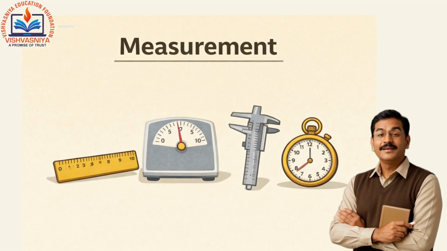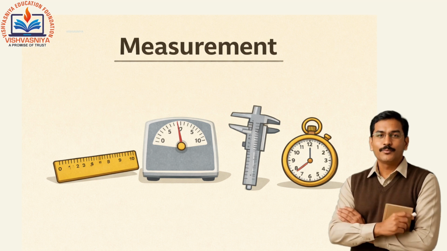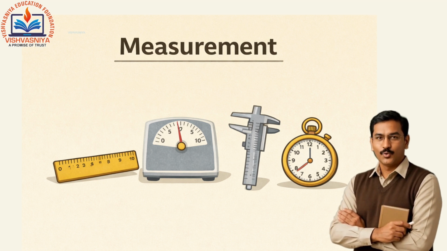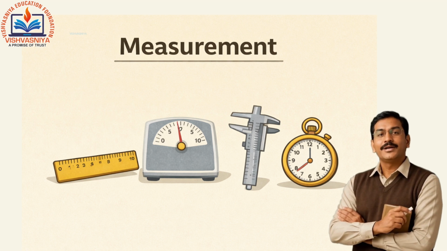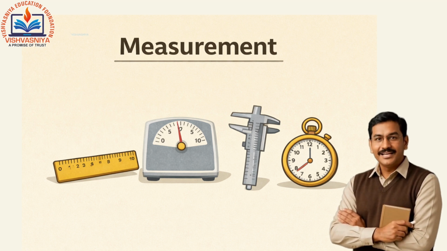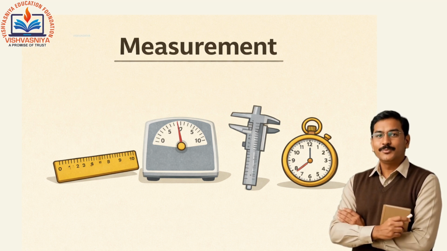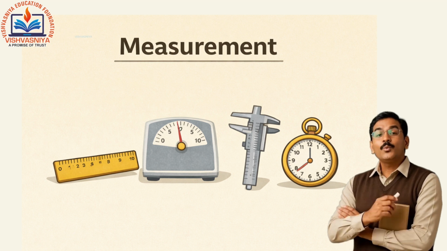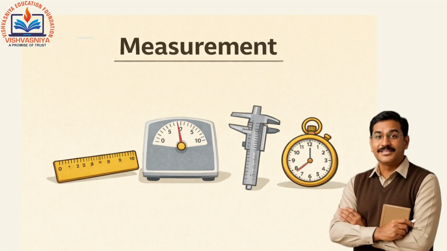Hello students, today we will study the chapter measurement, a fundamental concept in physics. Every scientific observation and experiment depends on correct measurement. Without accurate measurement, no calculation or result can be trusted. So let us learn the idea of measurement, its instruments, its errors, and the rules used in scientific calculations.